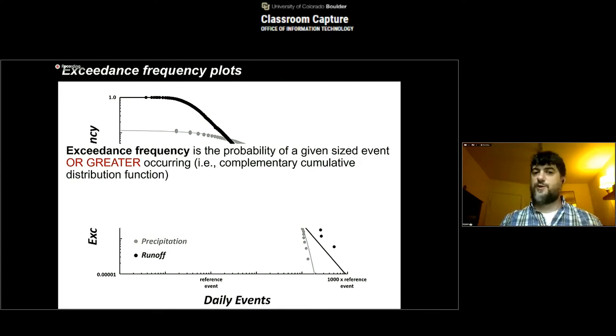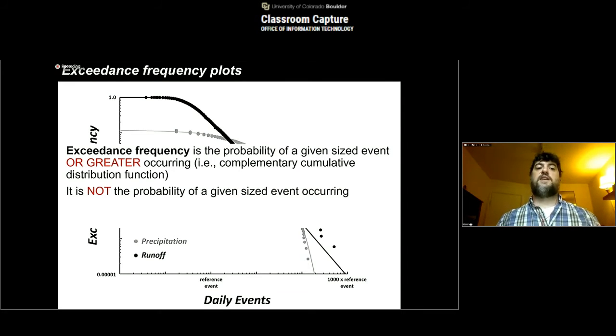Exceedance frequency is the probability of a given size event or greater occurring. In other words, I've been talking about it thus far as the complementary cumulative distribution function. It is not the probability of that event size occurring. That would be the probability distribution function, right? So when someone says it's the 100-year flood, what they're saying is that this is the probability of a flood of that magnitude or greater on average occurring every 100 years.